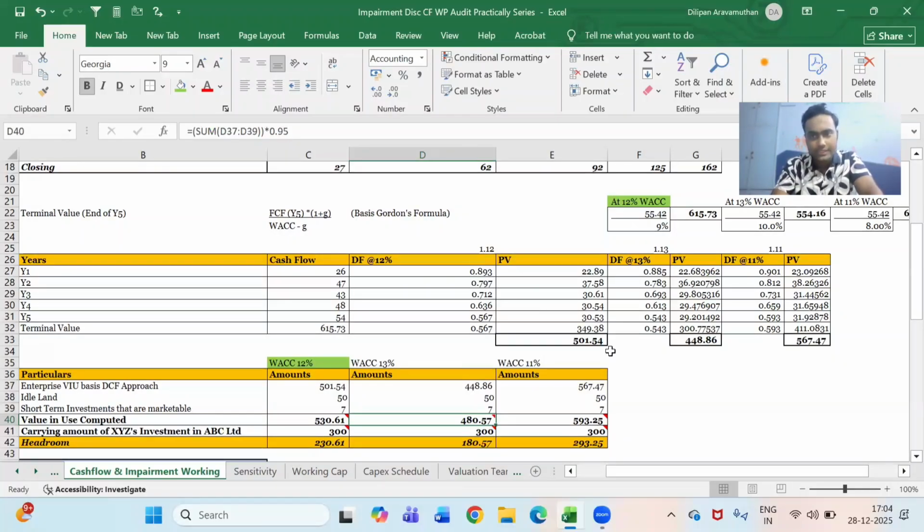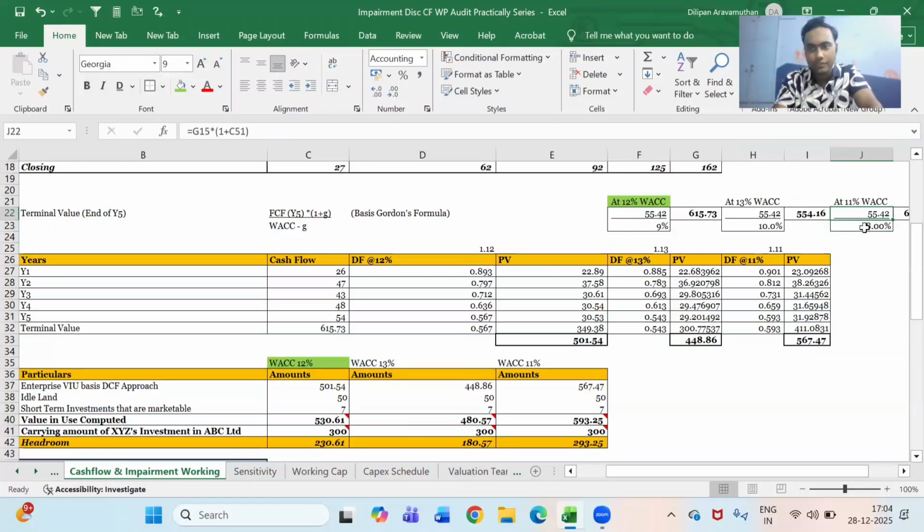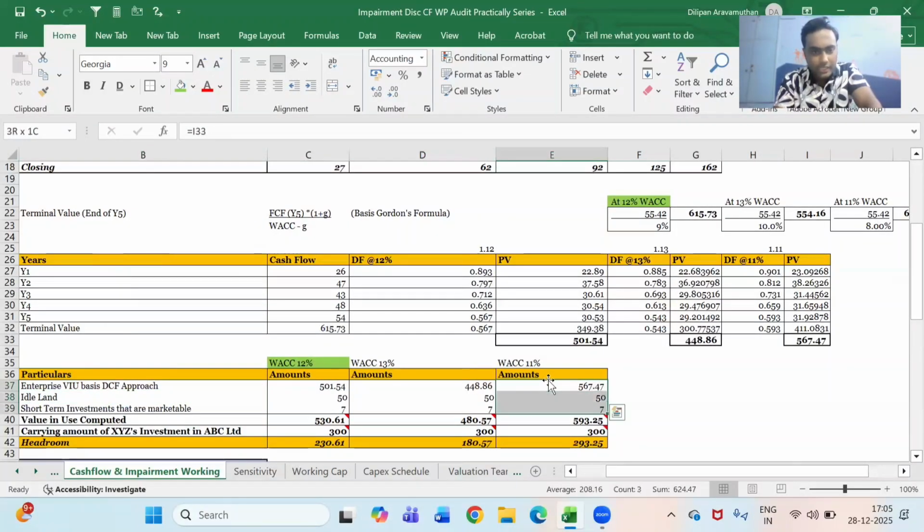However, if you look at the reverse case where I take a WACC of 11%, I get 55.42 in the numerator, and in the denominator it becomes 11% minus 3%, 8%, and my terminal value goes up to 692.70. And when I multiply that with my present value factor, it comes to 411.0831 here. And my total present value by doing discounting at the rate of 11% comes to 567.47. And when I take the value of my idle land and my short-term investments, it comes to 624.47, on which if I apply a percentage of 95%, it would come to 593.25.